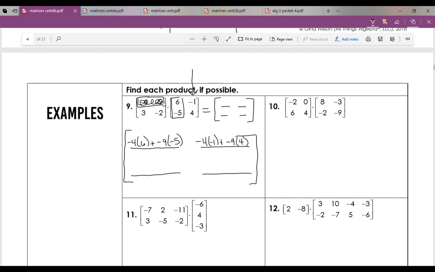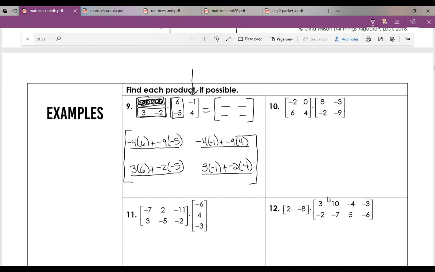Now, I am done with the first row. Remember, you use the rows in the first matrix. I'm completely done with the first row. So I'm going to take my 3 and my -2 this time and do the same thing. So 3 times 6 plus -2 times -5. See how my 6 and my -5 line up? That's what I was talking about with the letters. Over here, I'm going to pair 3 and -2 with -1 and 4. So 3 and -1 plus -2 and 4. See how these second numbers line up?